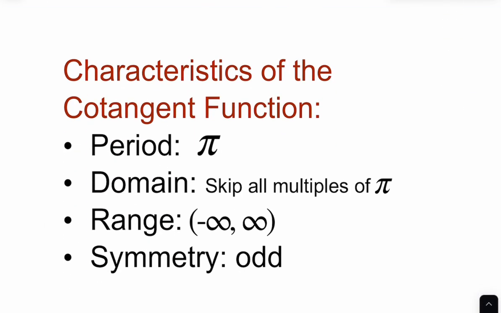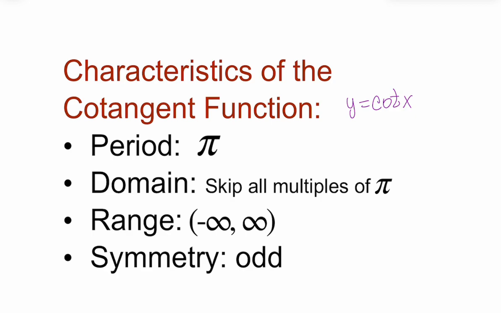Okay. Our cotangent function, now we're talking about the parent function, y equals the cotangent of x. Just like our tangent function has a period of pi, it starts to repeat again after pi.